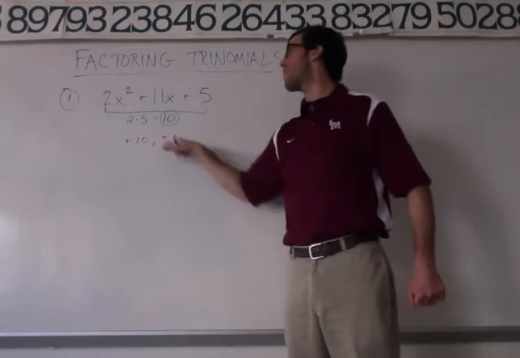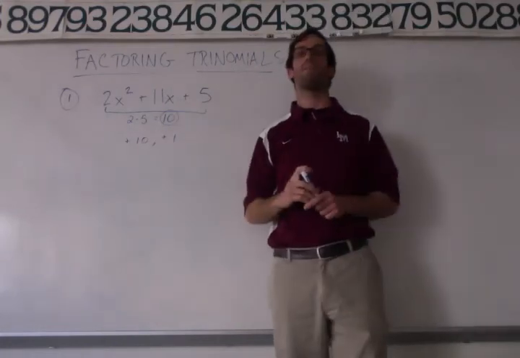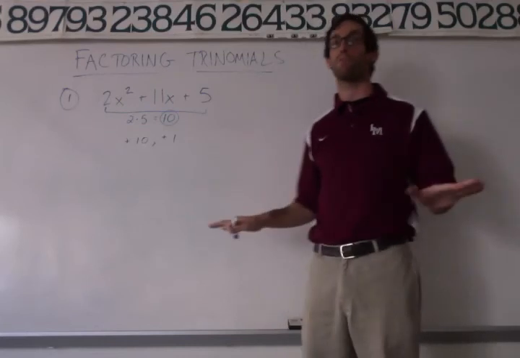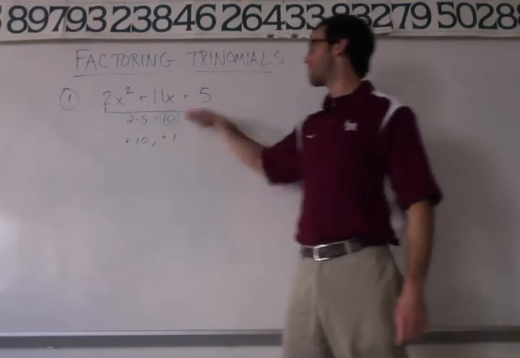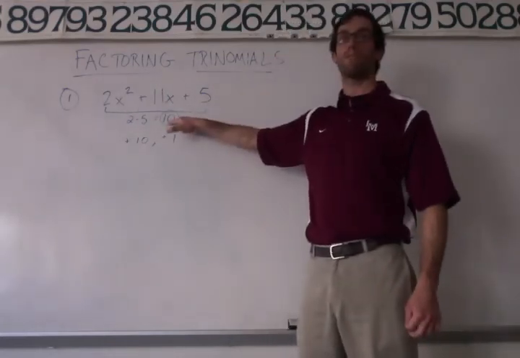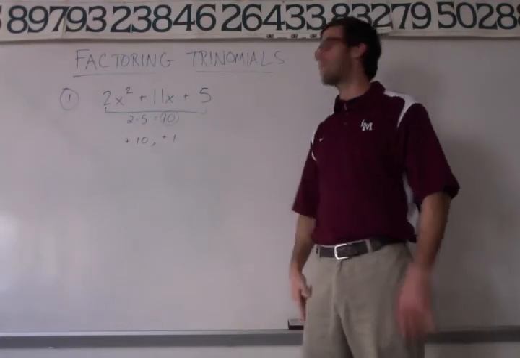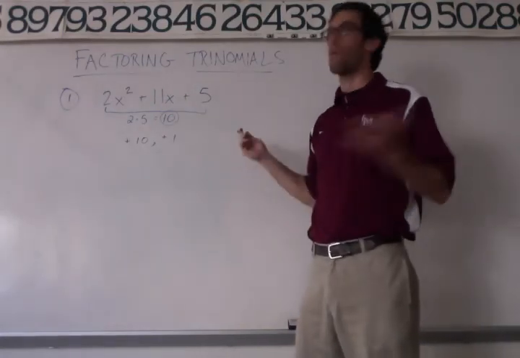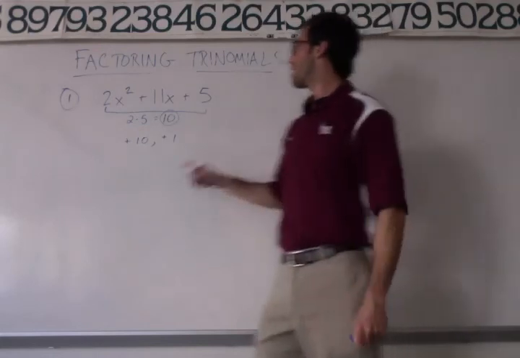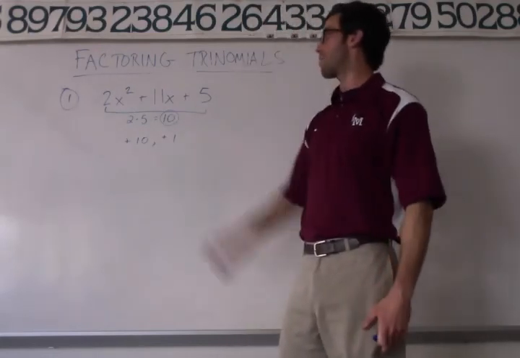If you couldn't find the two numbers that did that, the problem wouldn't be factorable. If you multiplied the outside numbers and then you couldn't find two numbers that multiplied to 10 and added to the middle number, it wouldn't be factorable. I don't know why I repeated myself. But anyway, you found two numbers that worked.